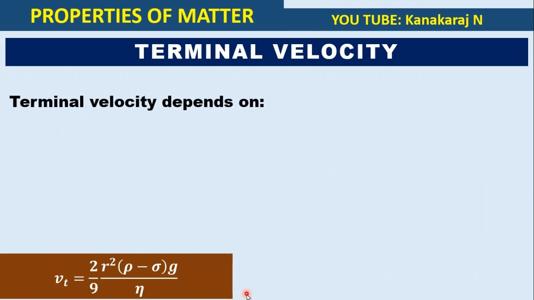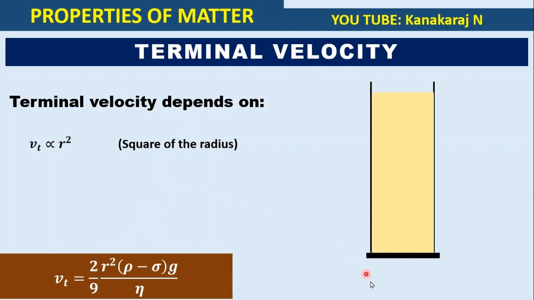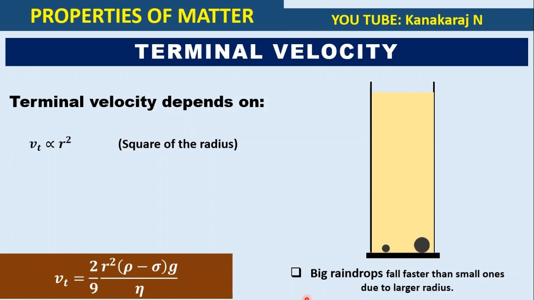Terminal velocity depends on: from the formula, we can write that the terminal velocity Vt is directly proportional to the square of the radius of the metal sphere. In a tall jar, we drop two metal spheres with different radii. The bigger one goes faster. Big raindrops fall faster than small ones due to larger radius.